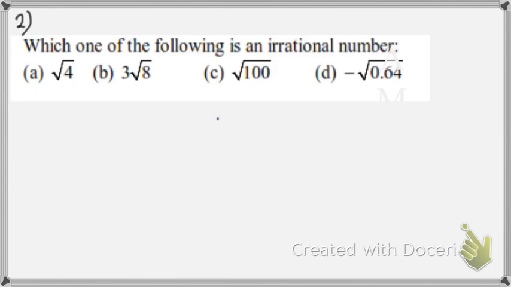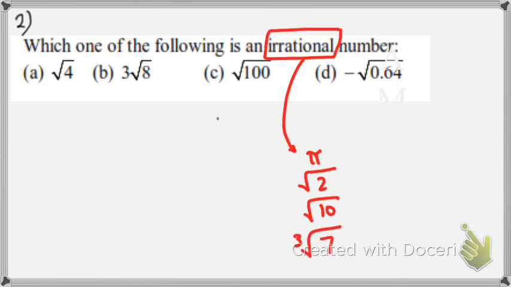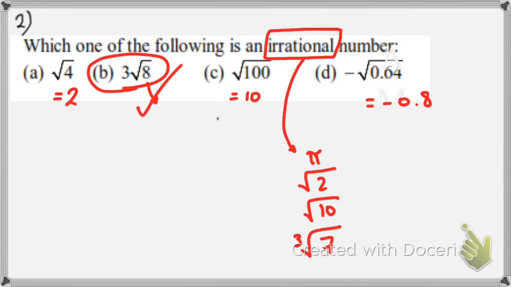For question 2, which one of the following is an irrational number? The meaning of irrational number, it's like pi, root of 2, root of 10, cubic root of 7. The number that its root or cubic root doesn't give me a whole number or integer or a rational number. So root of 4 is equal to 2 and root of 100 is equal to 10. Root of 0.64 is equal to 0.8. But the only one that cannot be expanded as an accurate decimal is the cubic root of 8, because there isn't any number multiplied by itself that gives me 8. So the answer is B.